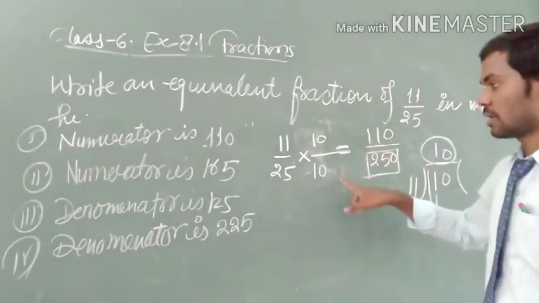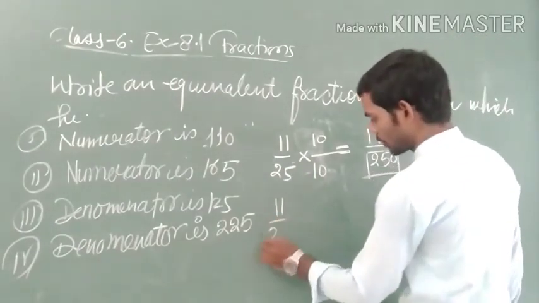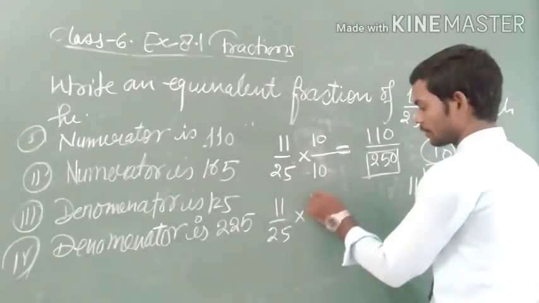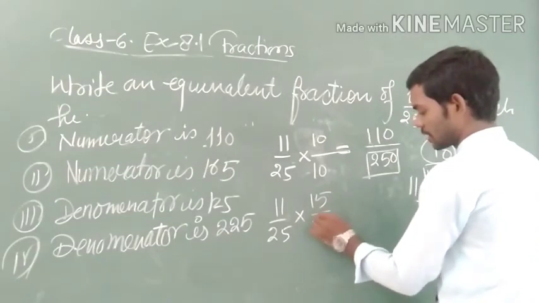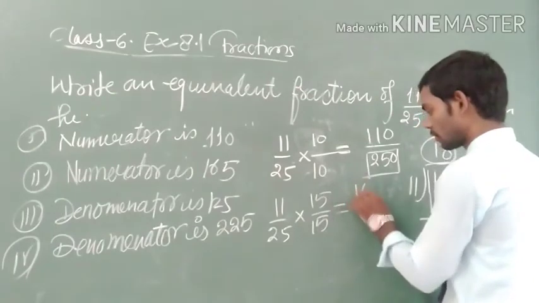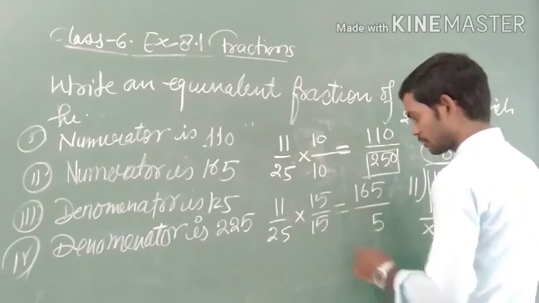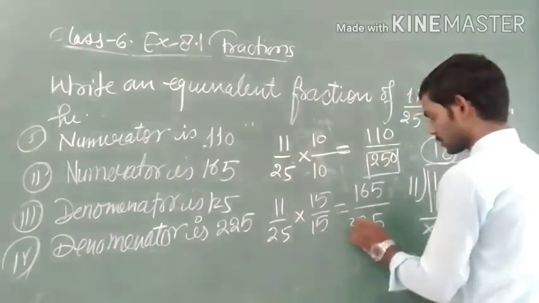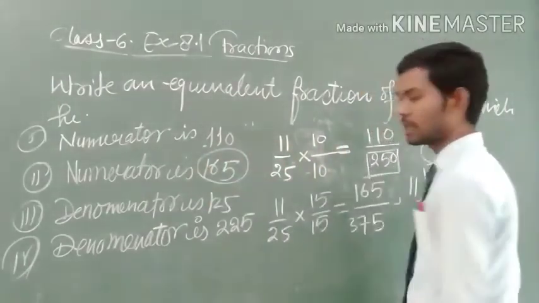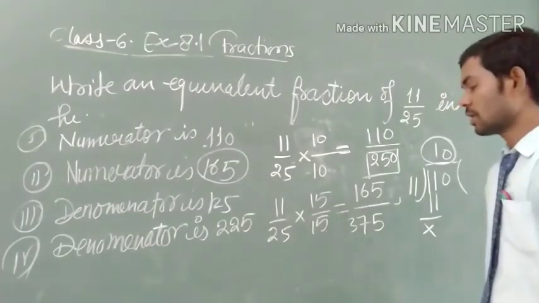Okay. Similarly, we shall solve this. So here 11 upon 25, and if we multiply 11 by 15, then we have to multiply 25 by 15, and hence here we get 165, and here we get 15 times 5 is 75, 15 times 2 is 30. So this is the next result for which the numerator is 165. Okay, I hope it is clear.